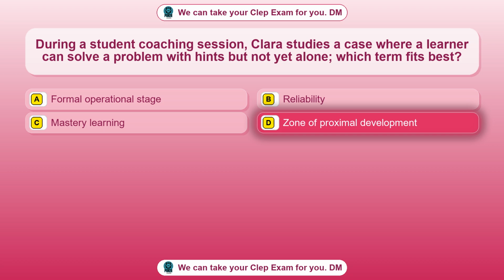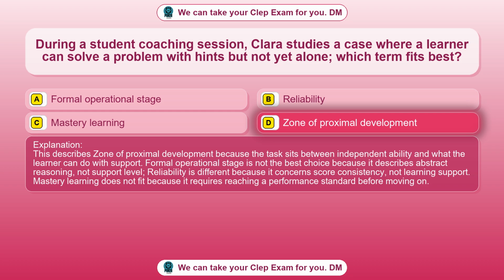Zone of proximal development. This describes zone of proximal development because the task sits between independent ability and what the learner can do with support. Formal operational stage is not the best choice because it describes abstract reasoning, not support level. Reliability is different because it concerns score consistency, not learning support. Mastery learning does not fit because it requires reaching a performance standard before moving on.